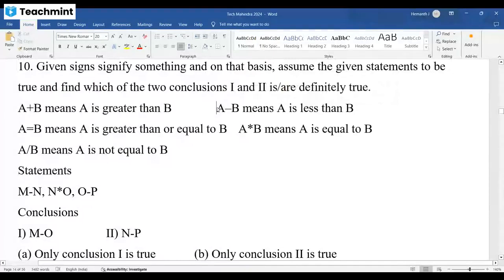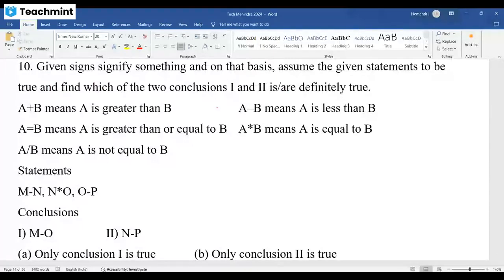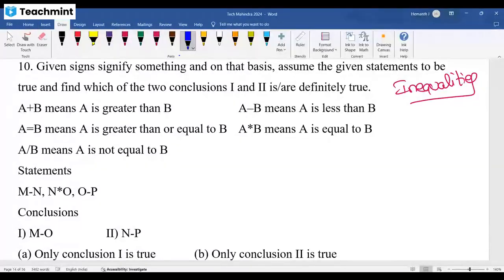Here, this is the inequalities concept. This is also a video I shared, on how to approach inequalities. Here, a plus b means a greater than b. M minus n means m less than n. Star means equal. This dash means again less than.